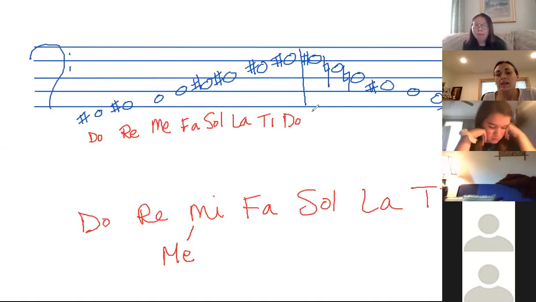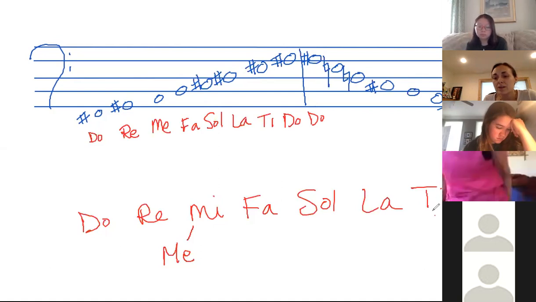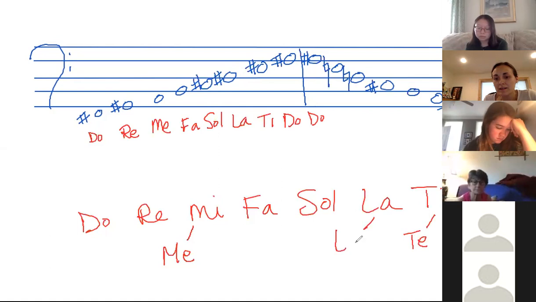And again, do doesn't change coming down, but we're taking those notes that feel like major at the top and we're reverting them back by a half step with the 6th and 7th scale degree. So ti becomes te, la becomes le. So do, te, le, sol, fa, because those are not altered, and then may, re, do.